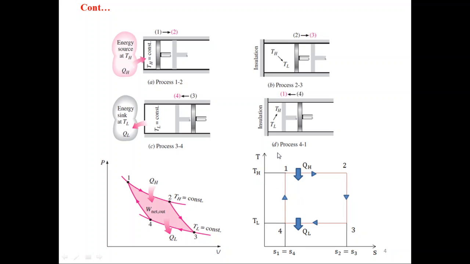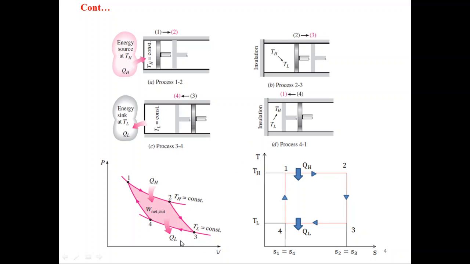You can see the figure D. In this process, 4-1 represents reversible adiabatic compression or isentropic compression. As the piston is moving from 4 to 1, there is a compression, so there will be an increase of temperature from TL to TH, and the cylinder is insulated.